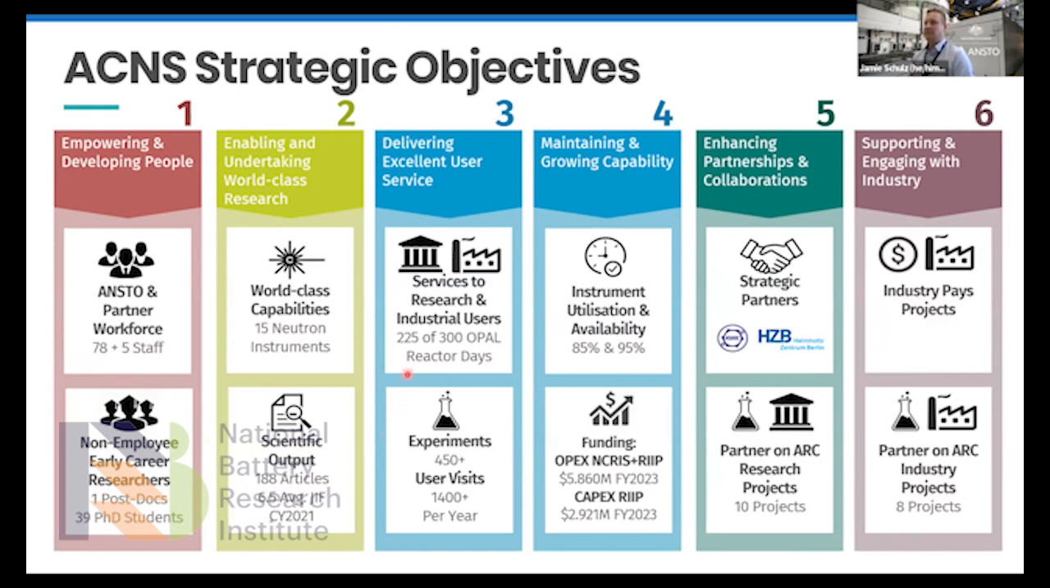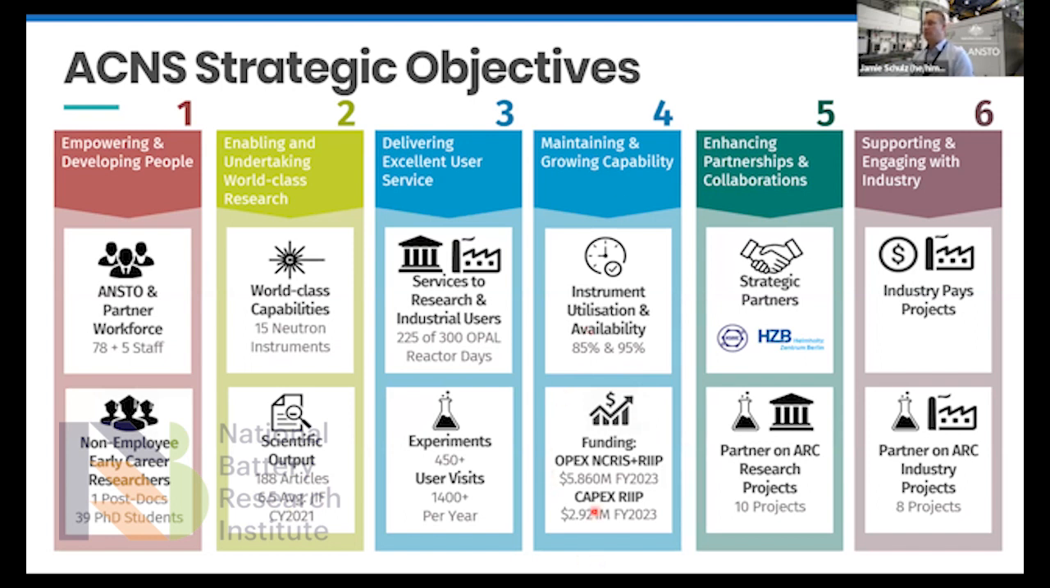Of the 300 days that the reactor runs every year, we give 225 out to both researchers and industrial clients. We typically run about 450 experiments per year, and we typically have about 1,400 user visits. So we have lots of people coming and doing experiments at ANSTO. Our target utilization is 85% and availability is 95%, and we achieve that quite regularly.